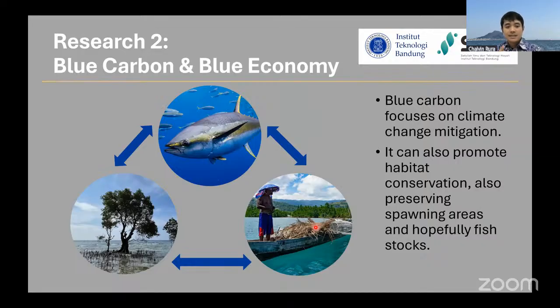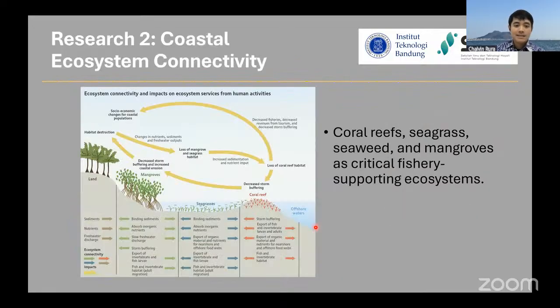There's also a term in Indonesia called blue carbon. Blue carbon focuses on climate change mitigation. So why can blue carbon be used for climate change mitigation? Because two of these ecosystems, but maybe coral as well, so maybe three of these ecosystems, sequester carbon. What does sequestering carbon mean? Sequestration means it traps carbon.